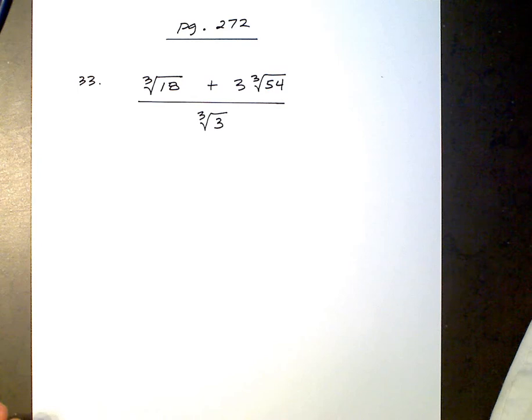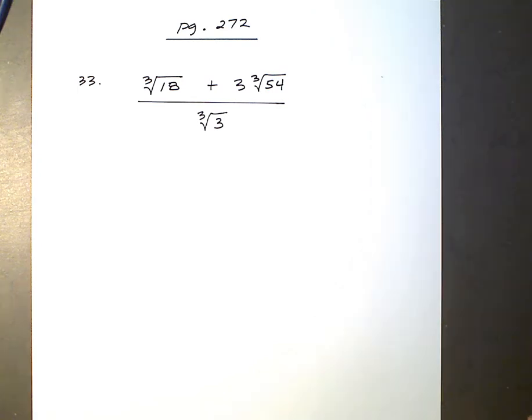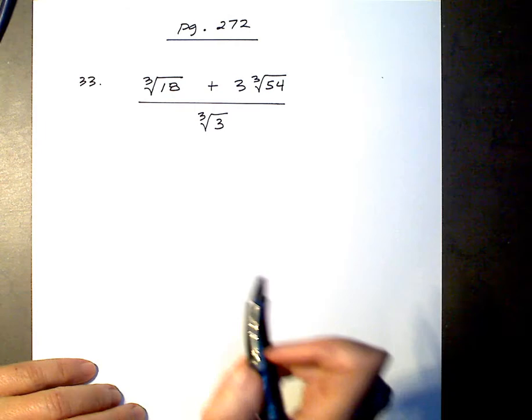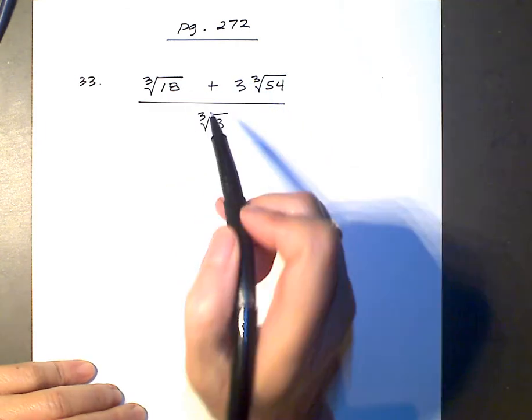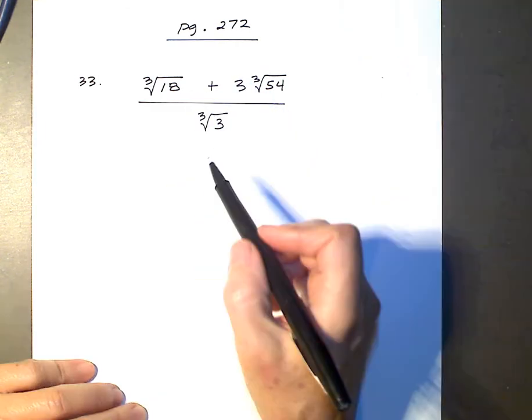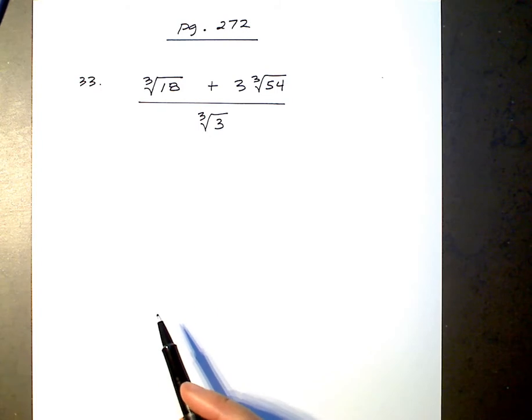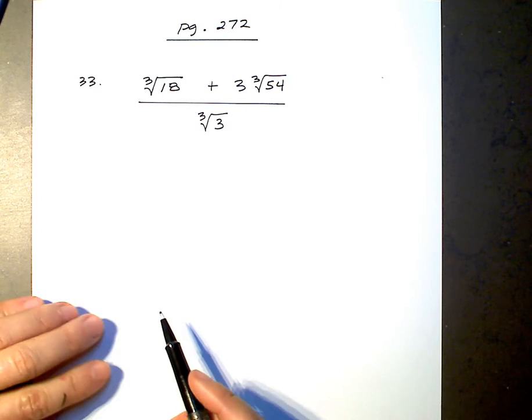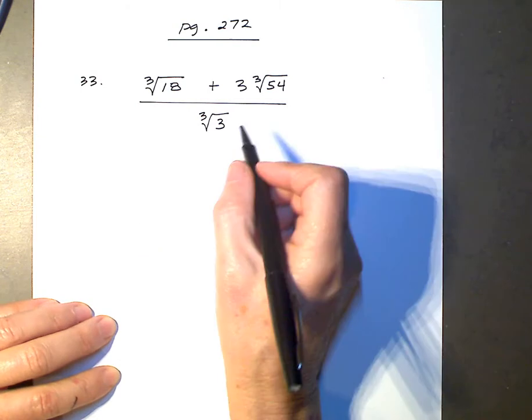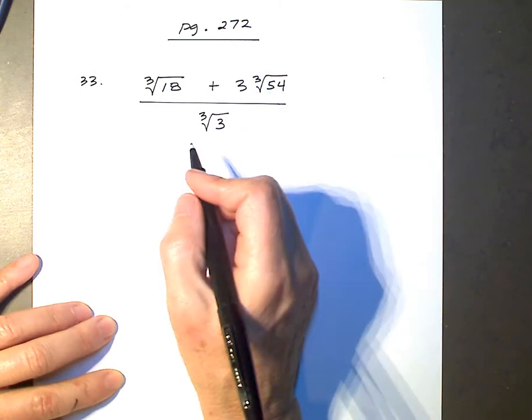Okay, this is number 33 on page 272, and there's no way around this. This is just a messy, messy problem. So anyway, we might as well just dig in. We've got cubic roots here in the numerator and in the denominator. I'm not going to rationalize this till the end. I'm going to try and work on that numerator a little bit, although I guess it really doesn't matter. Well, anyway, let's simplify this term here if I can.